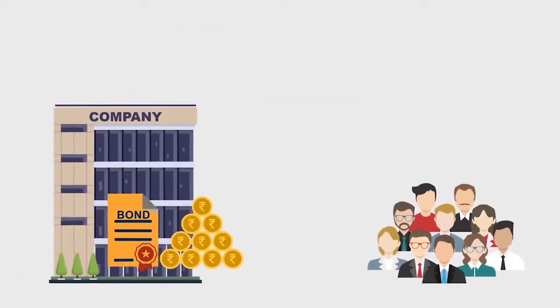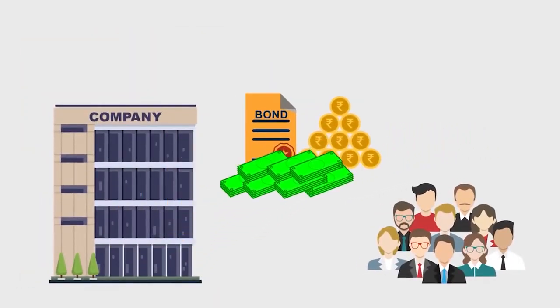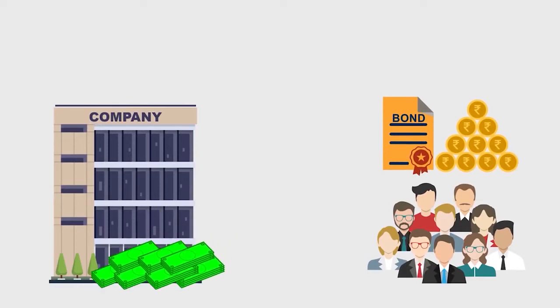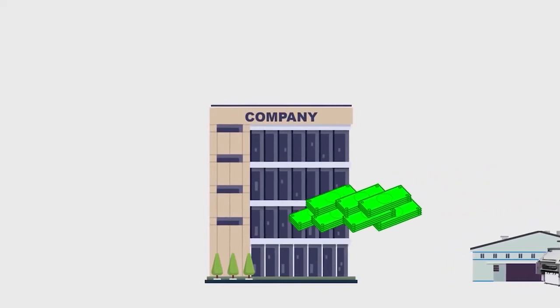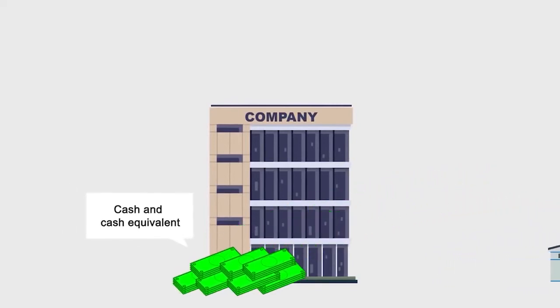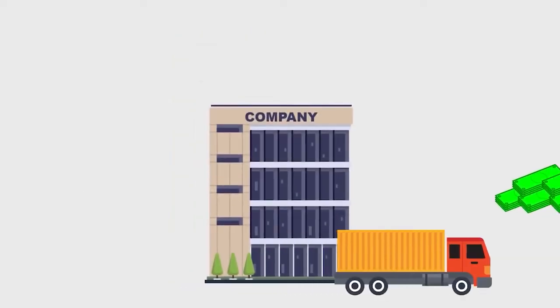The first source is through the sale of shares or the issue of bonds. This amount gets added to cash and cash equivalents. The second source of addition to cash and cash equivalents is through the sale of any business or any large asset. The third source of cash and cash equivalent is that amount which is obtained through the business of the company.